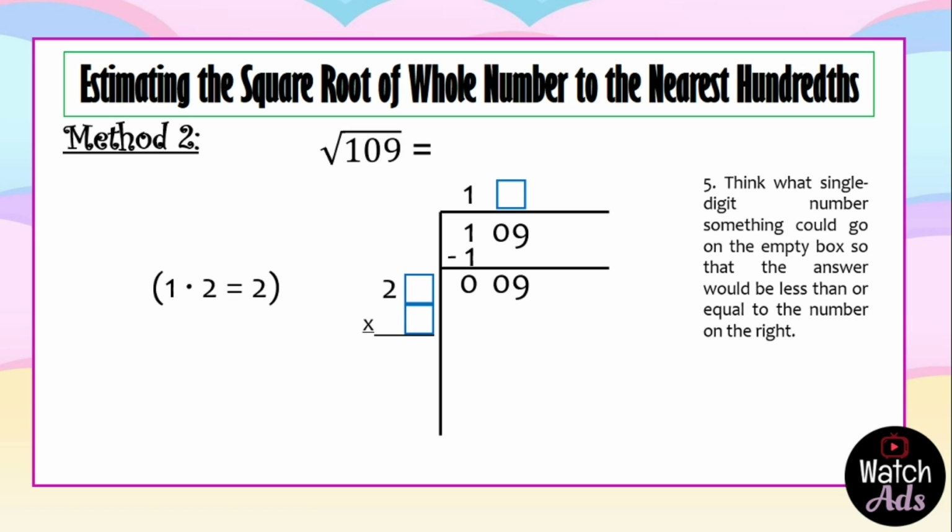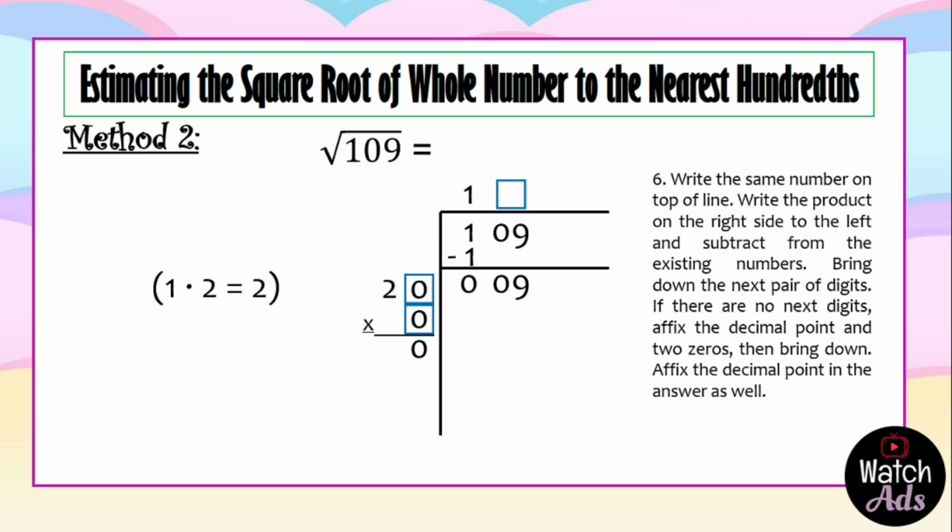Let's try 1. 21 multiplied by 1 gives us 21. So that is an incorrect answer. 1 is incorrect because it is more than 9. 21 is more than 9. We are looking for a product that is less than the number on the right but is closest. So we will consider 0.